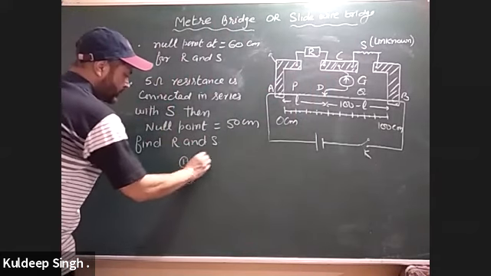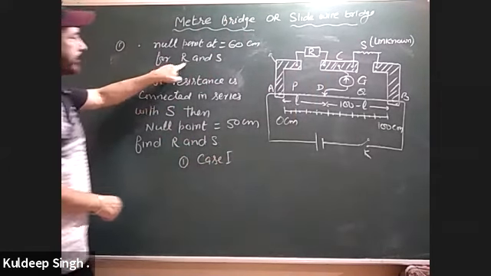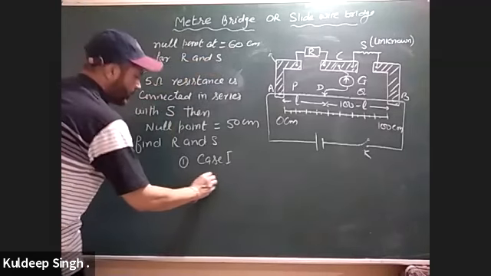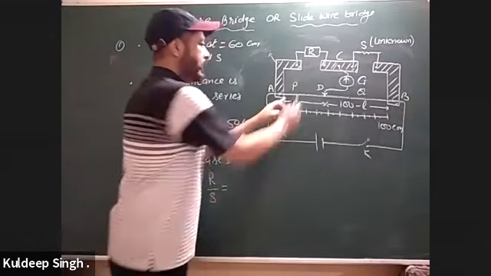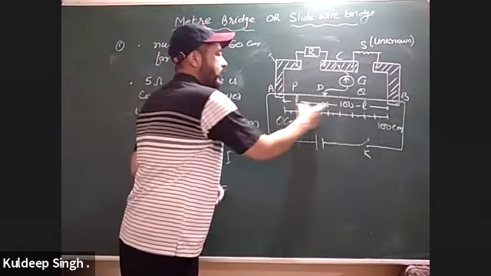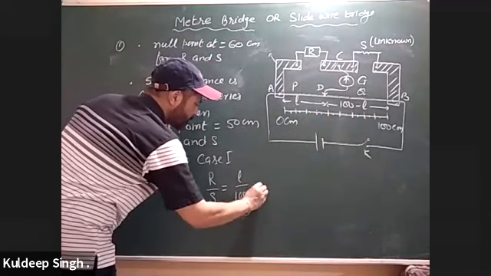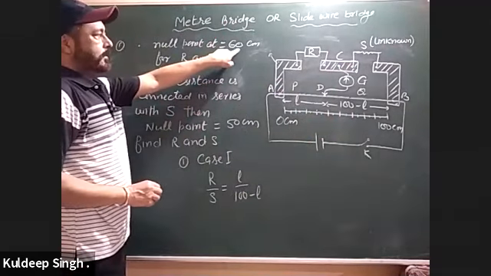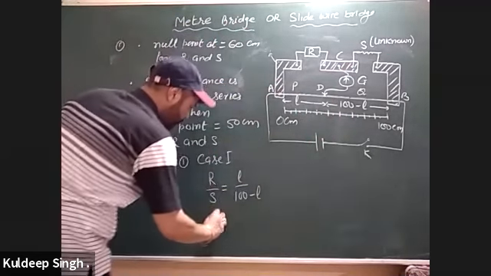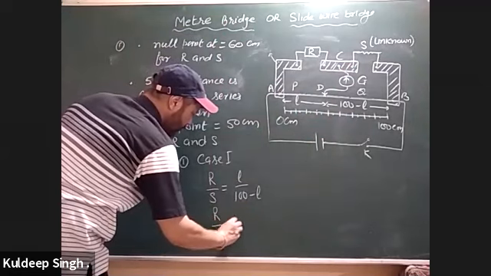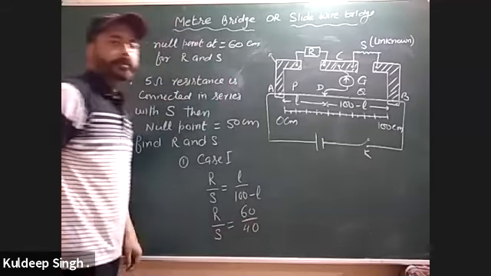In the first case, case one, when the null point is at 60 centimeter, I will write R upon S equal to P by Q, that is, L upon 100 minus L. L is 60 centimeter from point A. I will put the value of L. Now it gives me R by S equal to 60 by 40. This is my first equation.